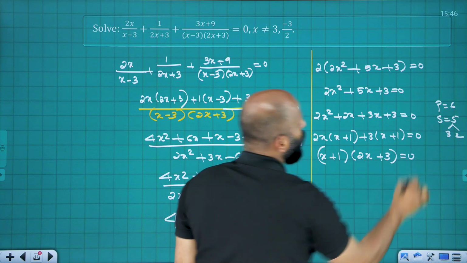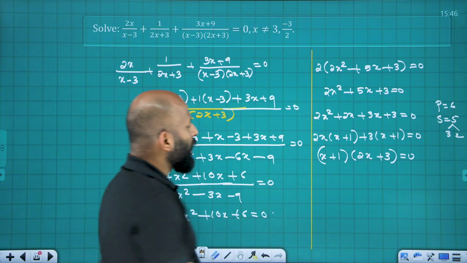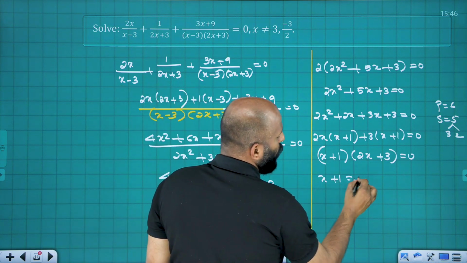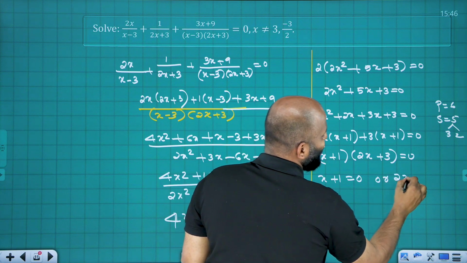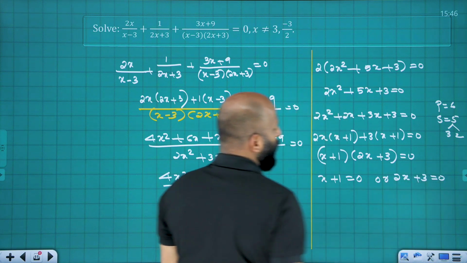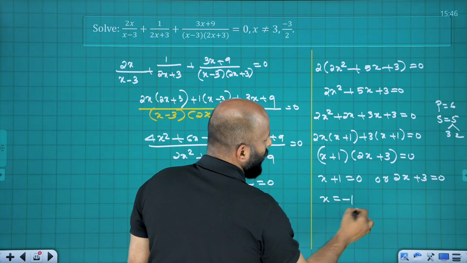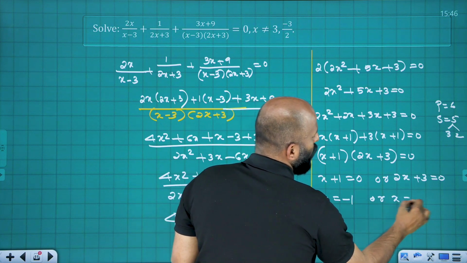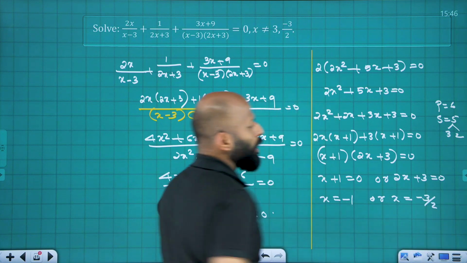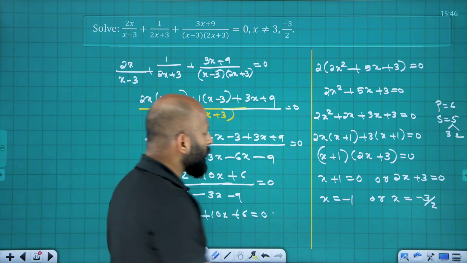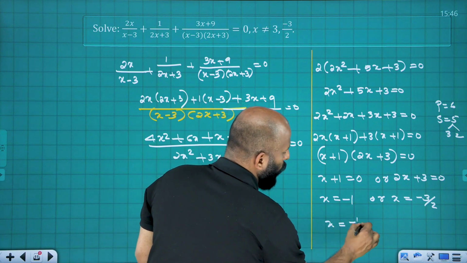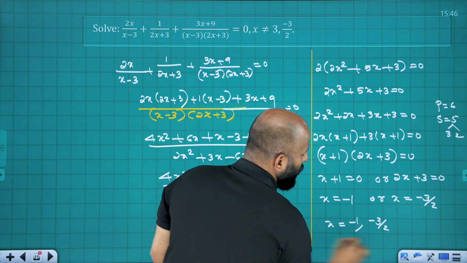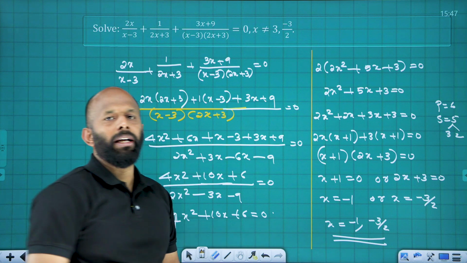That means x plus 1 is equal to 0, or 2x plus 3 is equal to 0. That is x is equal to negative 1, or x is equal to minus 3 by 2. So our answers are x is equal to negative 1 comma minus 3 by 2.